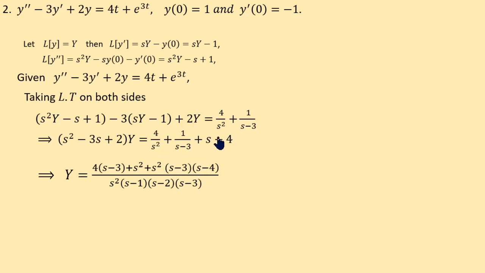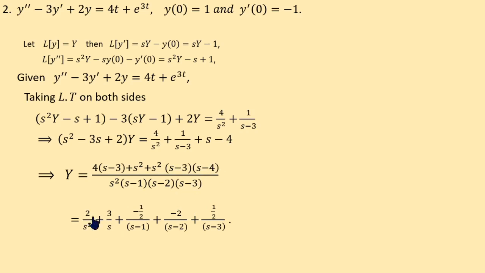These two, that is the numerator, divided by s square into s minus 3 into this. So this is s minus 1 into s minus 2. Now, use the partial fraction technique. Very simple logic: A by s square plus B by s plus C by s minus 1 plus D by s minus 2 plus E by s minus 3.